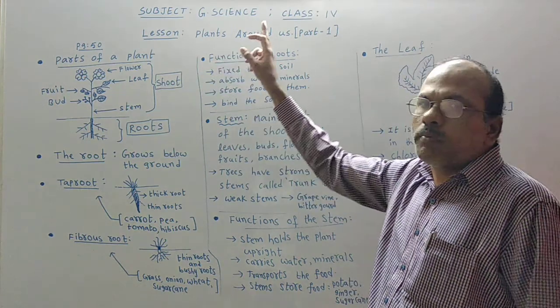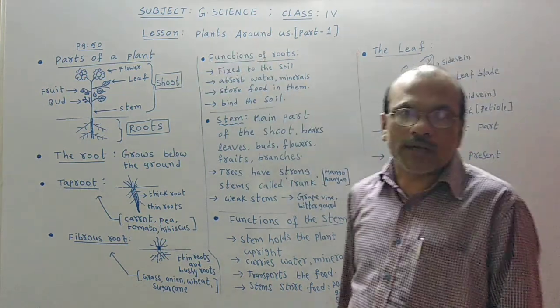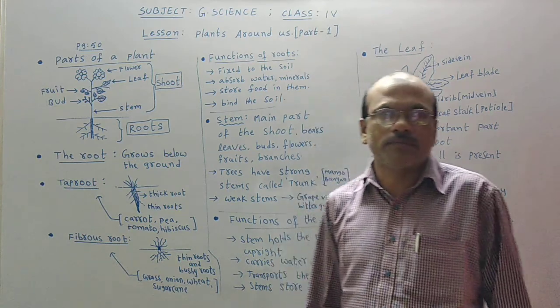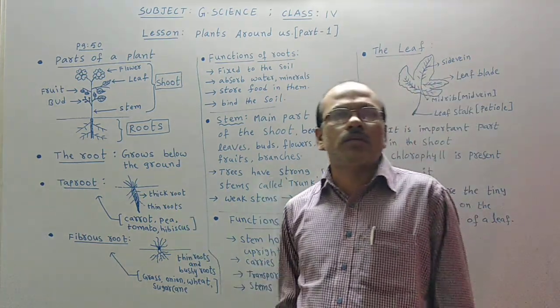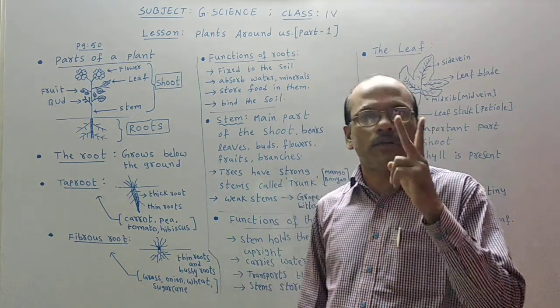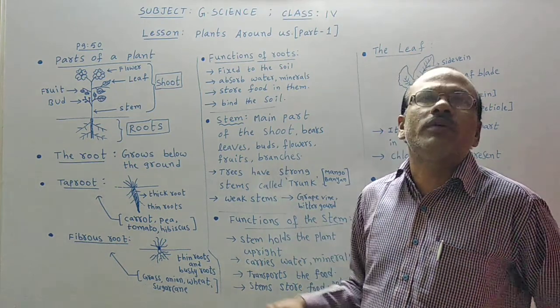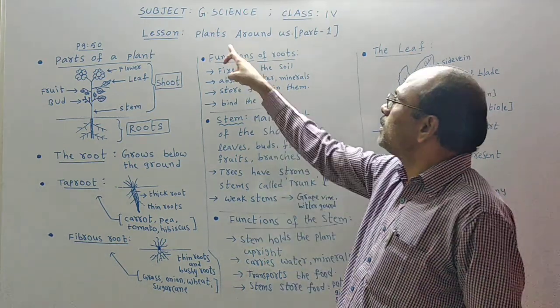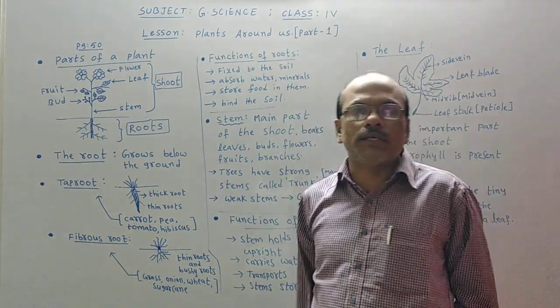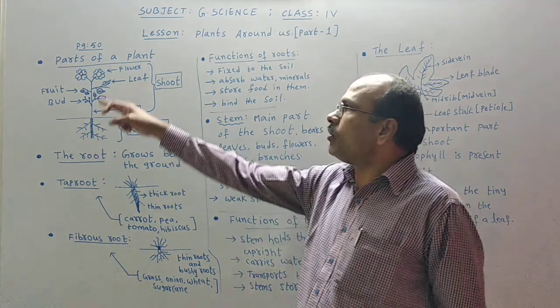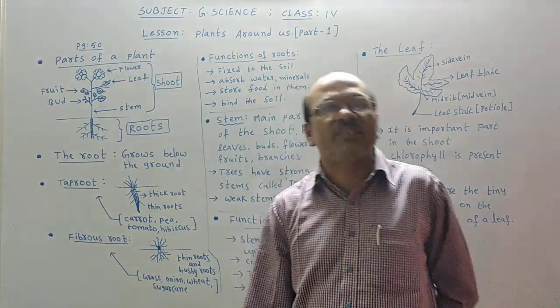Its lesson name is Plants Around Us, Part 1. This lesson is totally under two parts. Now in Part 1 we are going to discuss the lesson named Plants Around Us, from the General Science book. You have to open page number 50.